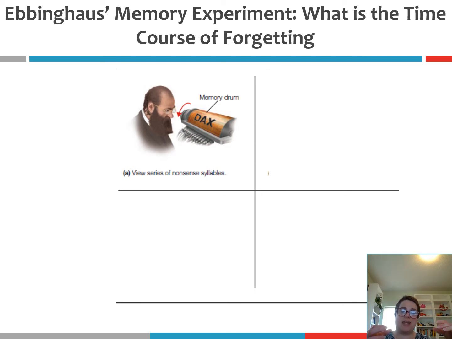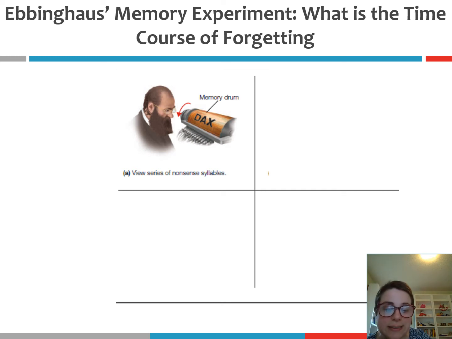And that was just in kind of an old-fashioned apparatus that would display each item or each nonsense syllable, and then he would turn the drum and it would turn over and another word would appear. So again, it's basically just another kind of old-time apparatus that took the place of what we now use computers for. Okay. So what Ebbinghaus did is he would view lists of these nonsense syllables that he had created.